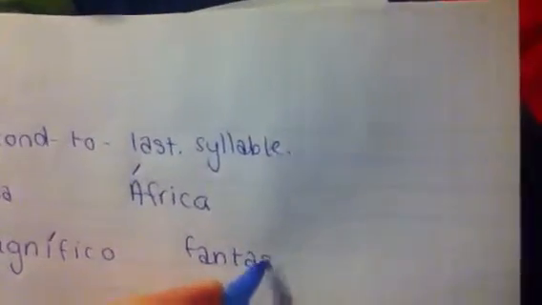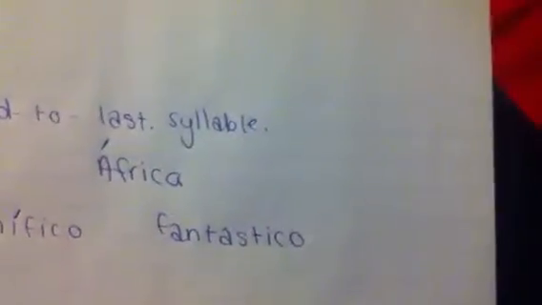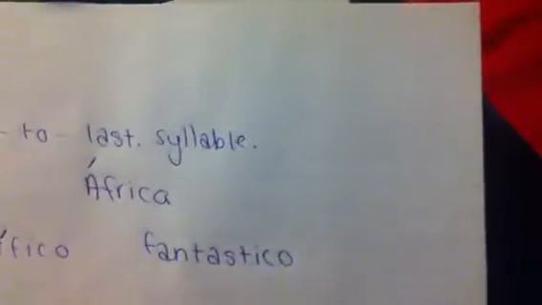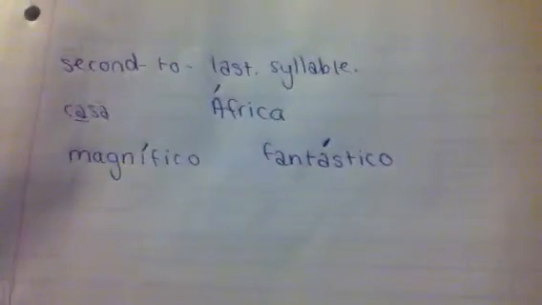There's a bunch of words. Fantástico. It's not fantastico, it's fantástico. So to avoid you saying fantastico, you need an accent on the A because the accent's not on the penultimate syllable. Magnífico, fantástico. Easy enough?